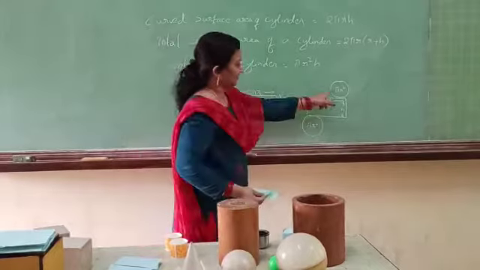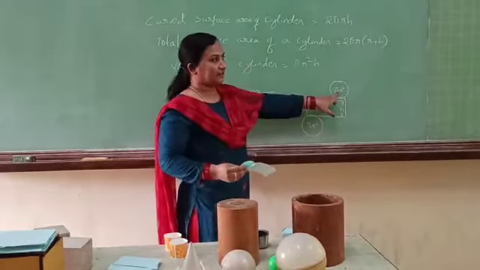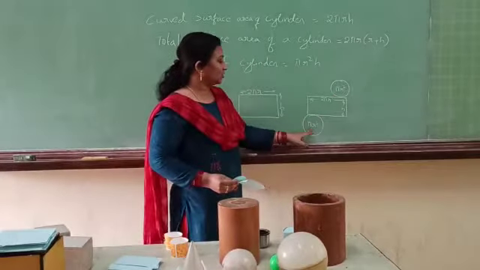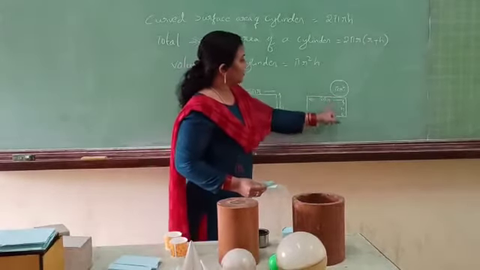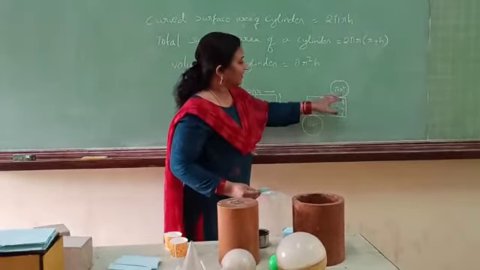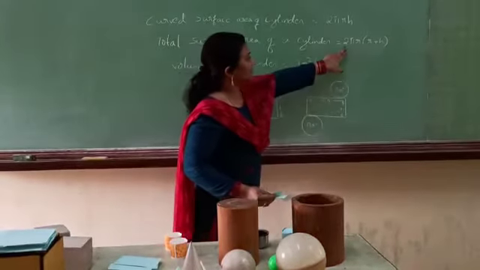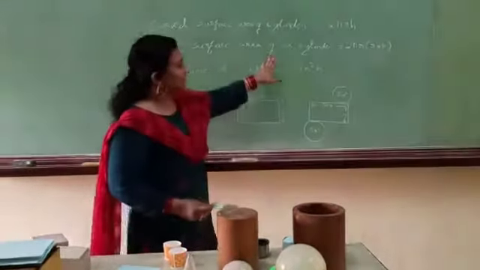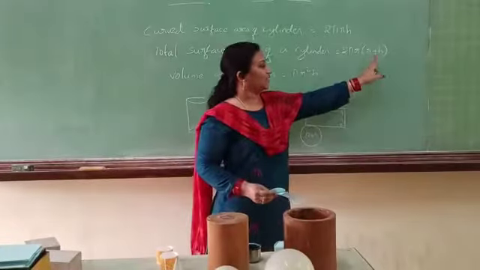Here it is given. As you know, the area of a circle is pi r square and there are 2 circles, and we have found that the area of the rectangle is 2 pi r h. So, 2 pi r h plus 2 pi r square, which is nothing but 2 pi r into (r plus h). That means the surface area of a cylinder is 2 pi r (r plus h).